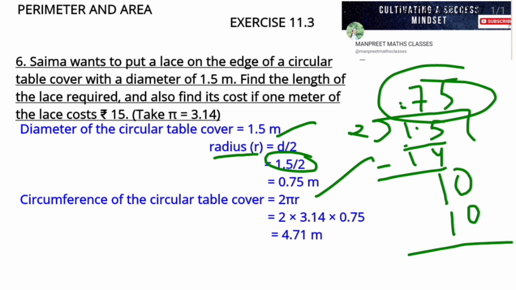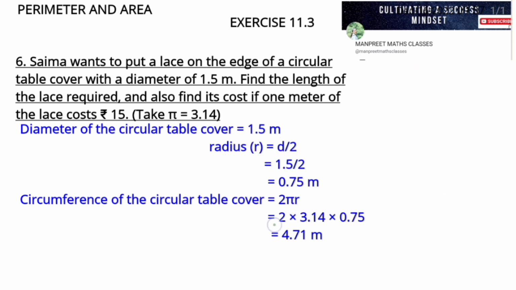Now our next step is to find out the circumference. So we'll write its formula. I have already written it, that is 2 pi r. Now we'll put the values. 2, we'll write 2, pi they have told us to take 3.14. So I have written it. Radius we have calculated as 0.75. Now we'll multiply it.